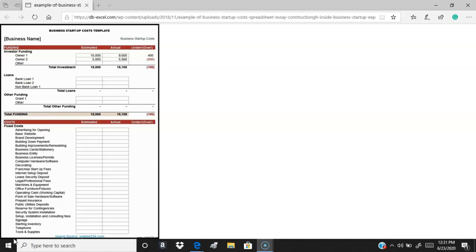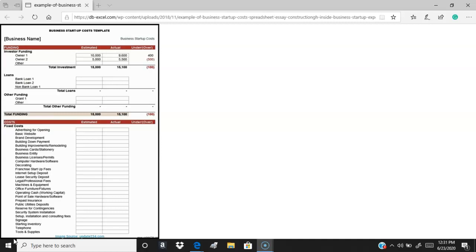Okay, so we all know we need advertising. What I like to do is group this as a bundle. So instead of writing all these out, I will write marketing. Instead of listing advertising for opening, basic website development, down payment, remodeling, and all that stuff, like business cards, those will all go under my marketing budget. I would just name all of this as marketing.